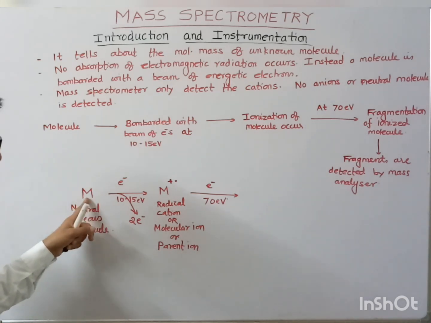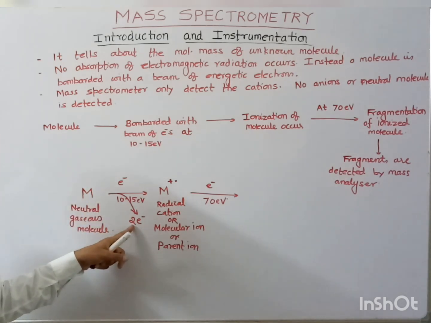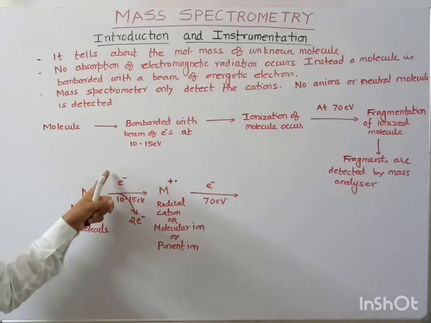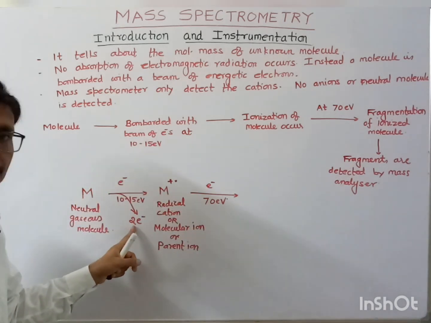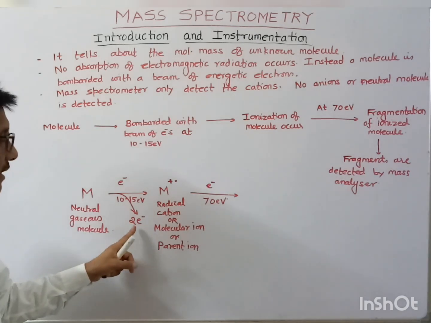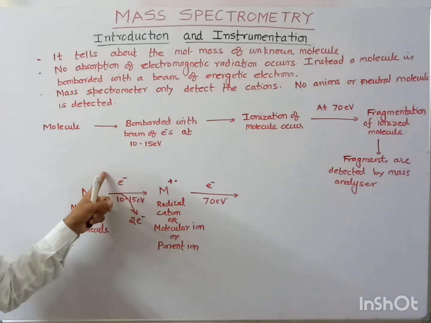So one electron is ejected by the molecule, and the second electron is the electron that, after bombardment, gets reflected. So this one electron is ejected from the molecule, and the other electron is the reflected electron.